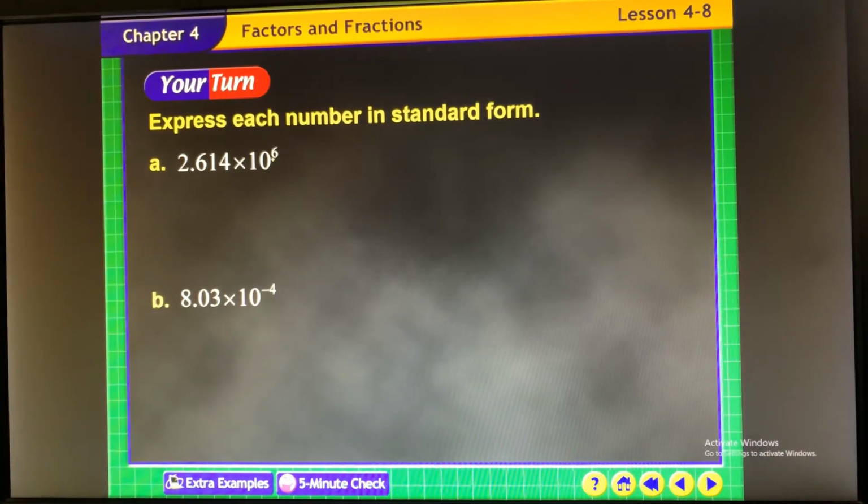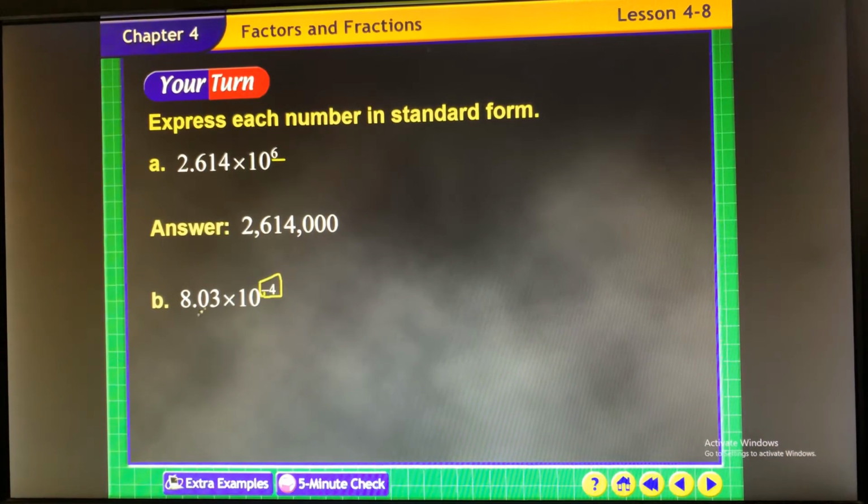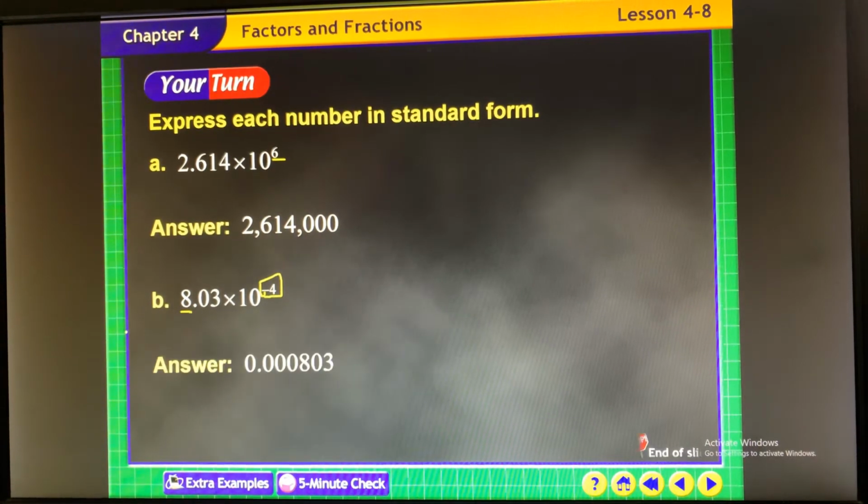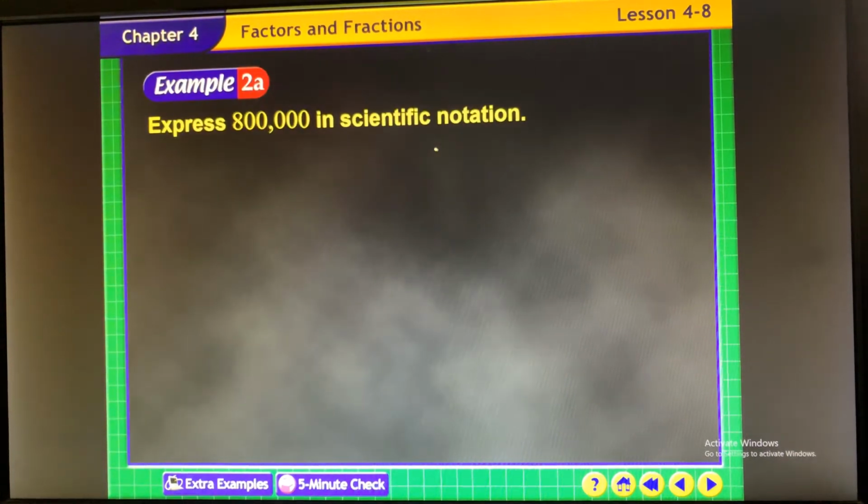So this one, you're going to go to the right 6 units, so I will add 3 zeros on the end of it. This one, I'm going to go to the left 4 jumps. So from here, this counts as 1 jump, and then I'm going to add 3 more zeros in front of it. So it's right here, and it goes 1, 2, 3, and 4 jumps. Easy. So now let's go from standard to scientific.